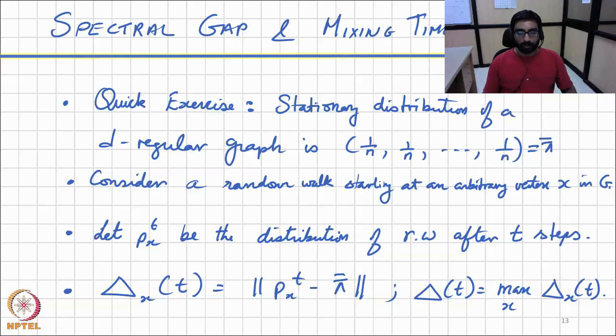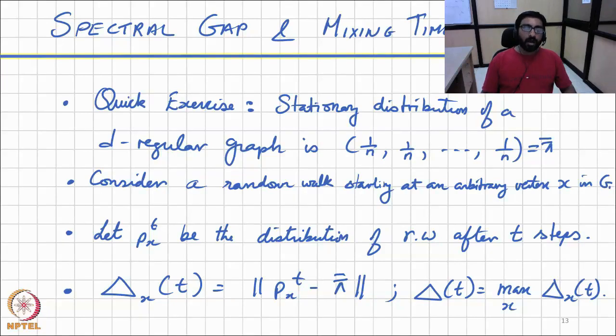Essentially the uniform distribution. Now, having convinced yourself of this, and you may want to pause and convince yourself, consider a random walk starting at some arbitrary vertex x in G. We define p_x(t) to be the distribution of the random walk after it has walked for t steps.